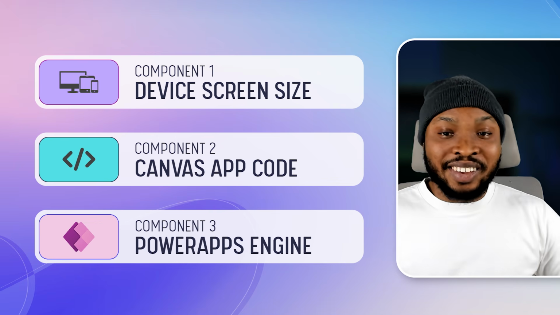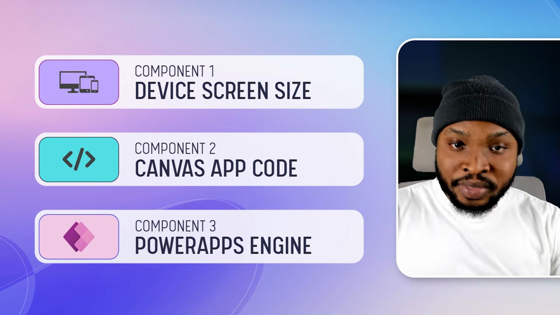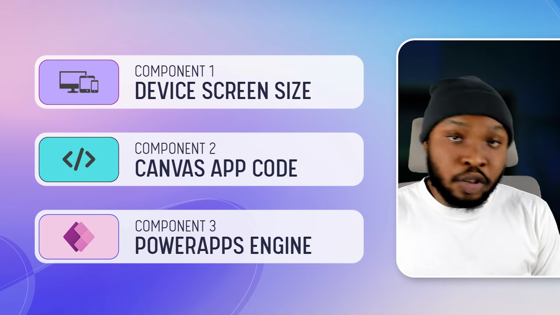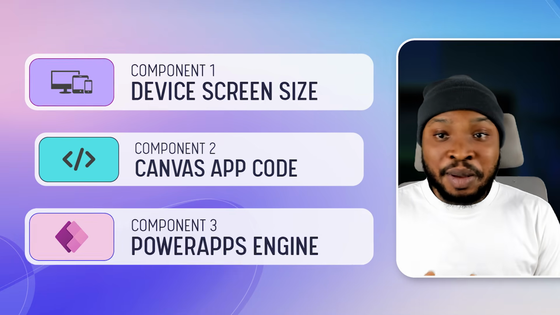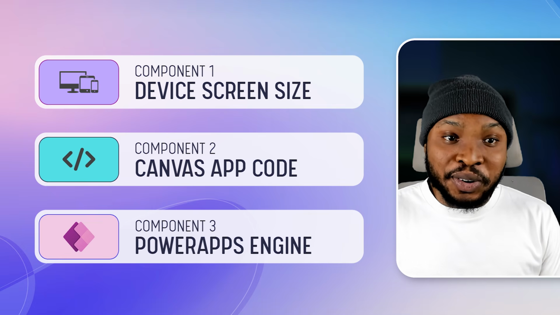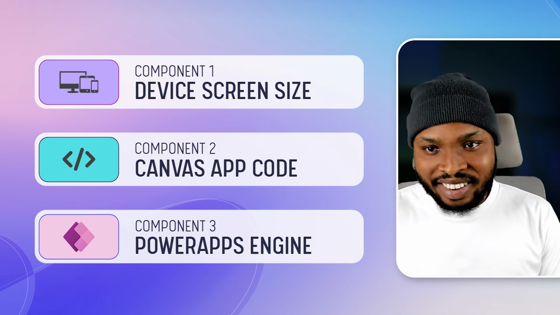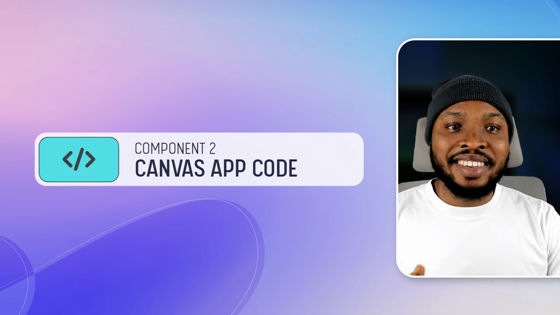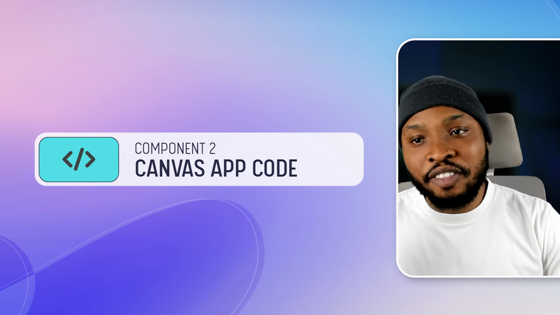Anyway, that's that for device screen size. The next component we are going to be looking at is the Canvas app code. And as you can imagine, even if the PowerApps engine and the device screen size has been fully configured, but the PowerApps code is bad, the final UI of the app will also be bad. So let's see how to develop responsive Canvas app code.